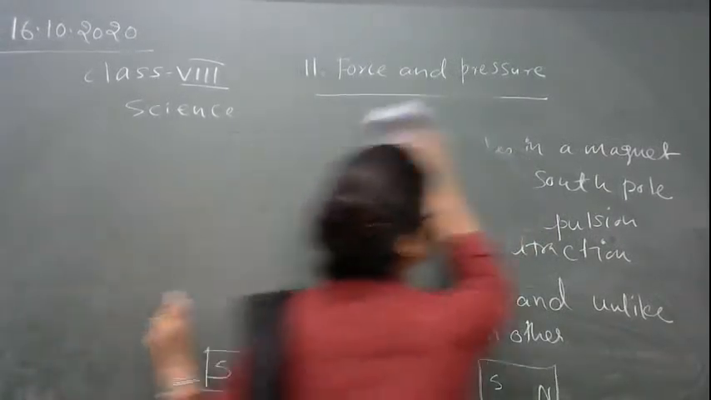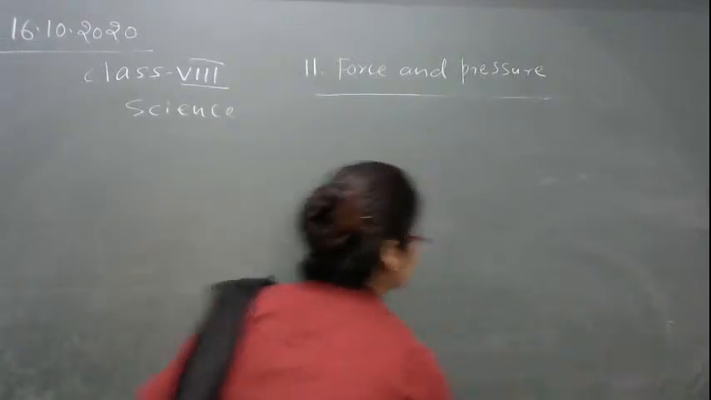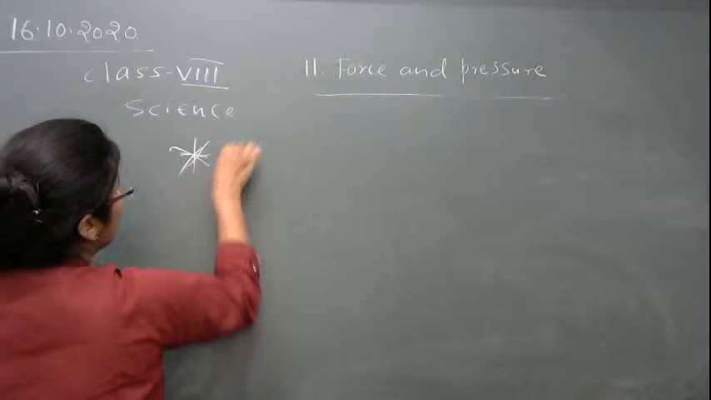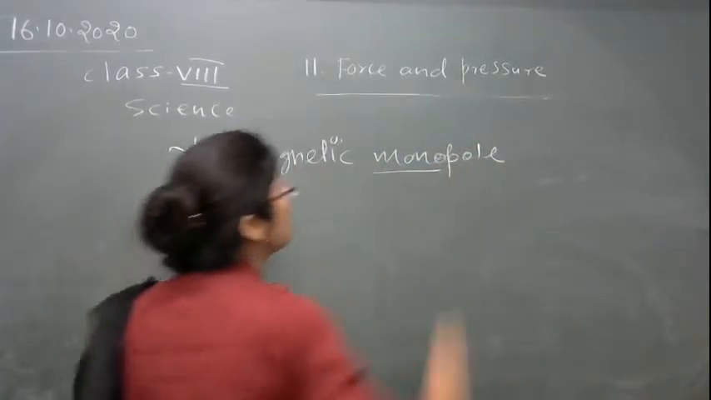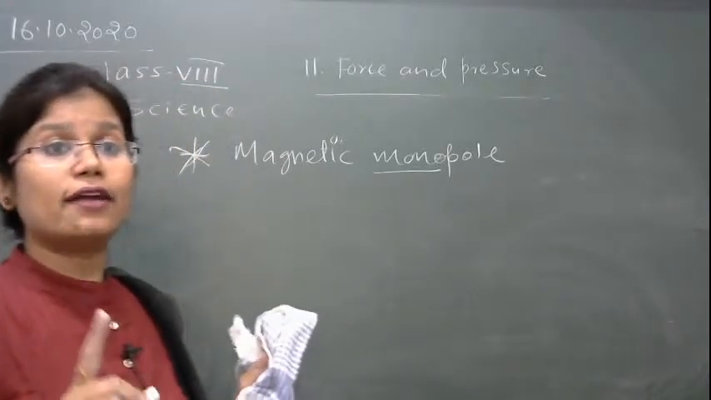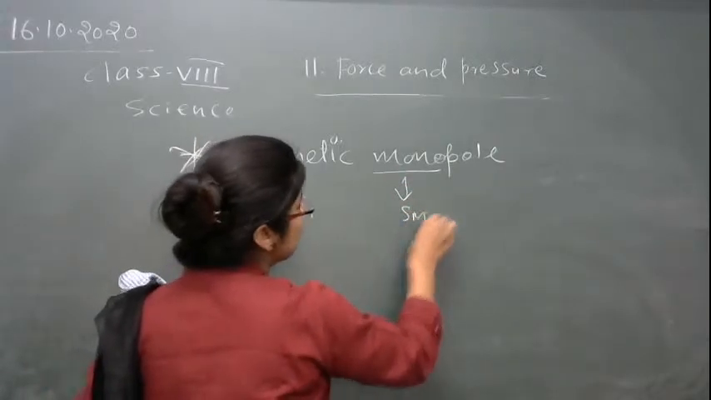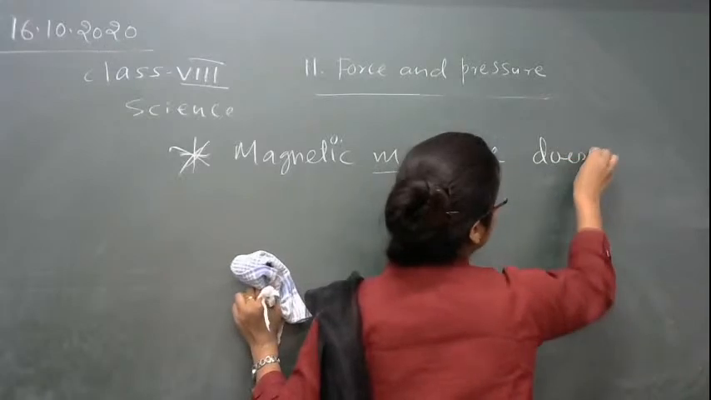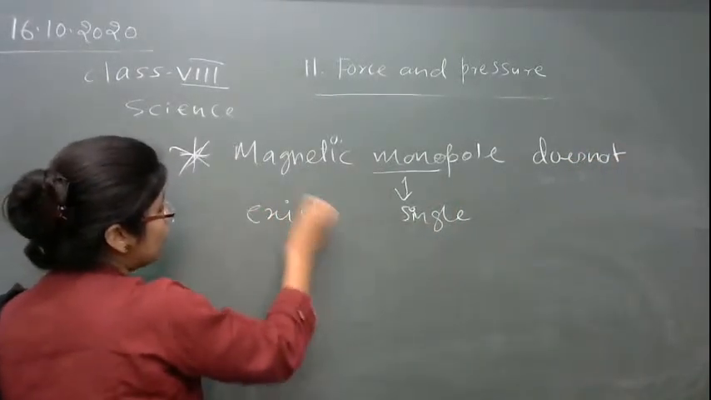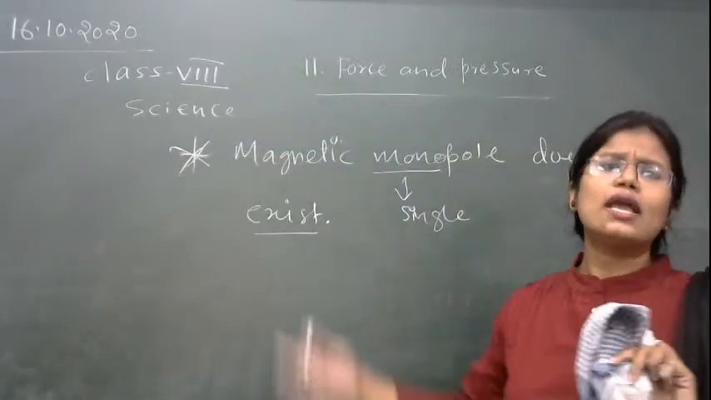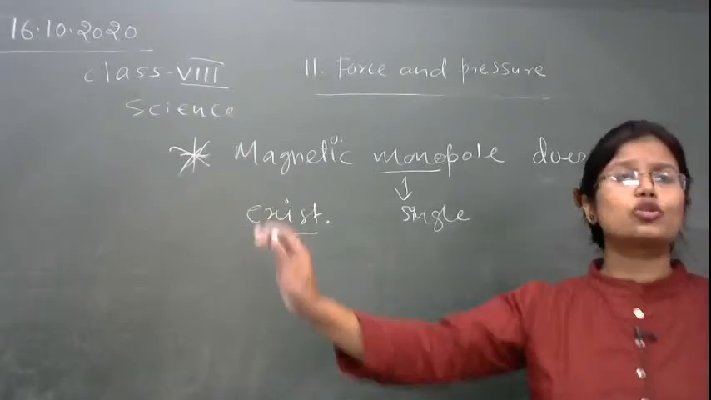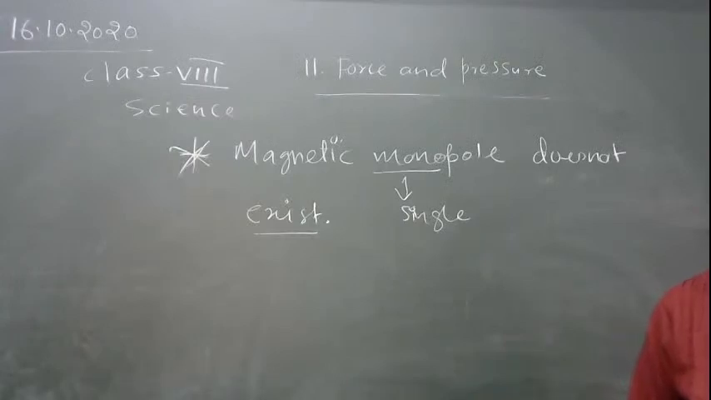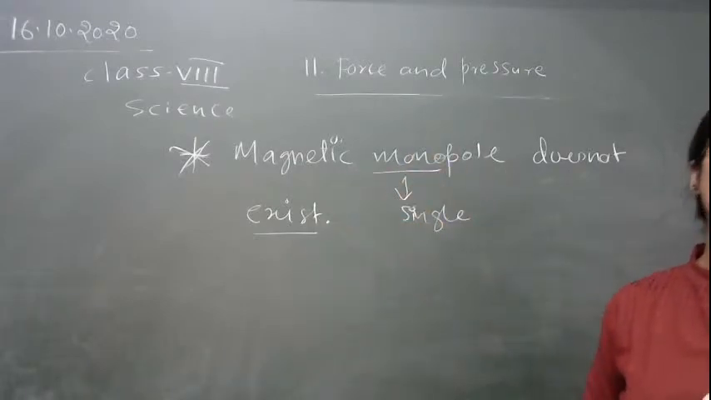Now I will write one important statement here: magnetic monopole does not exist. Don't get confused by the terms, dear. Mono means single, pole means pole. So if anyone asks you regarding monopole, you can easily say that in the case of a magnet, no magnetic monopole exists. A single pole can't exist; both North Pole and South Pole should be included in the magnet. Now, dear, this is the basic idea about your magnetic force.